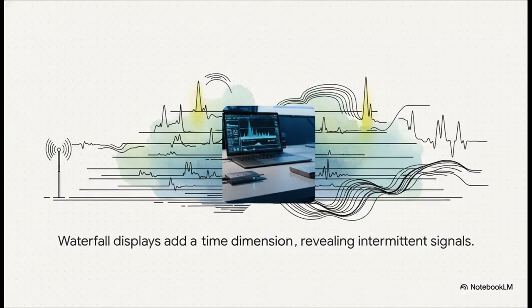But what about the signals that aren't on all the time, the ones that pop up and then disappear? A standard spectrum sweep could easily miss them. And this is where the waterfall display becomes absolutely indispensable. By stacking spectrum sweeps over time, it builds a visual history, making those intermittent signals pop right out. In the field, believe me, this is how you catch those sneaky now you see it, now you don't sources.